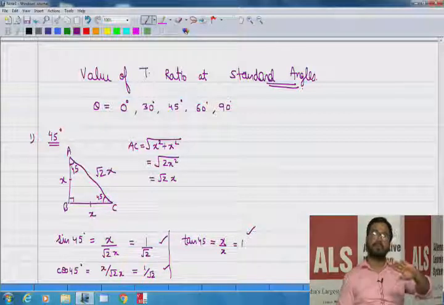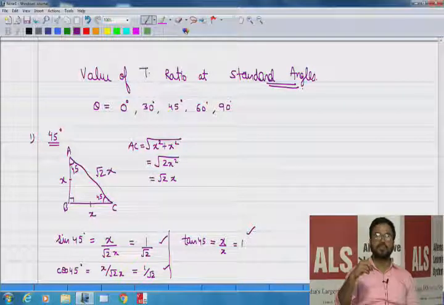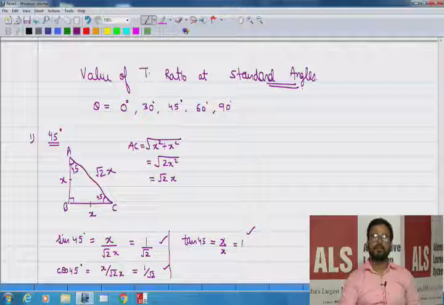And similarly you can find the reciprocals of these also. Sine 45 is 1 by root 2, so cosec 45 is root 2 over 1. Sec 45 is again root 2 over 1 and cot 45 is 1. Is this clear?